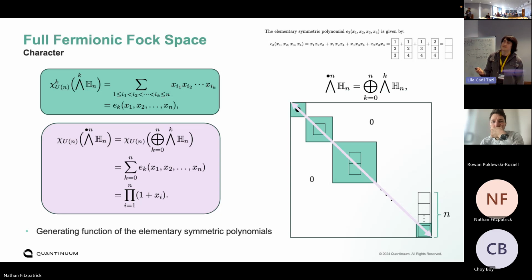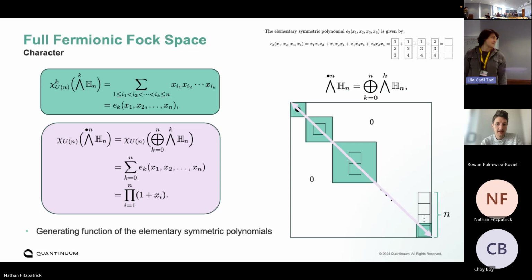And this is a very special function called the generating function of the elementary symmetric polynomials. It is represented with this very simple product here, which is a very powerful identity. And what this is showing is it's just the trace of the full fermionic particle number decomposition, this whole matrix here.